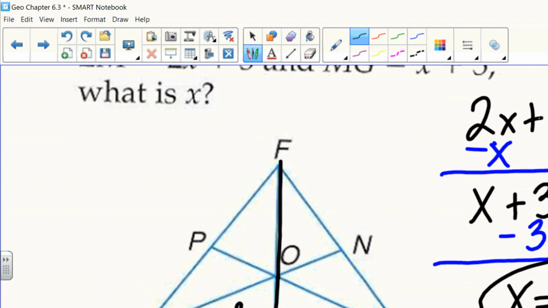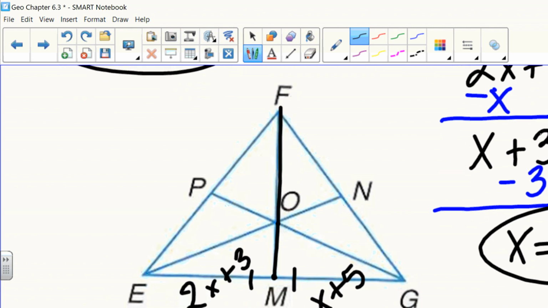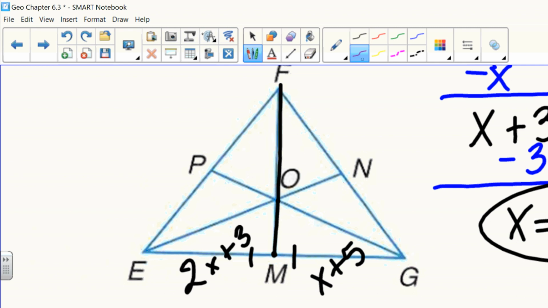Now, do we need to plug it back in? What did it ask? It just asks for x. So we'd be done. Now, if we wanted the actual length, we could plug it back in. Which one would be easier to plug back into? 2 plus 5 is? This one here would be? That's it. Questions on this here?